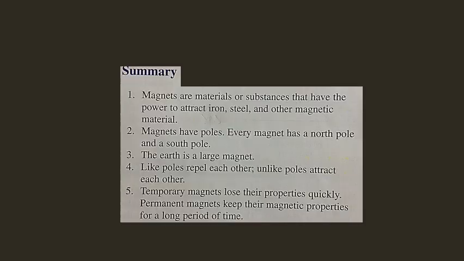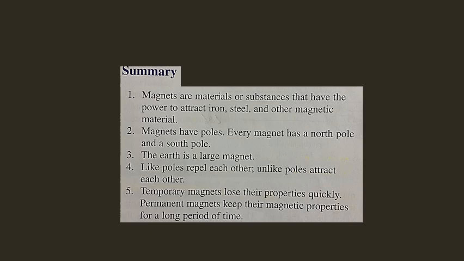Summary. Magnets are materials or substances that have the power to attract iron, steel, and other magnetic material. Magnets have poles. Every magnet has a north and a south pole. The Earth is a large magnet. Like poles repel each other and unlike poles attract each other.